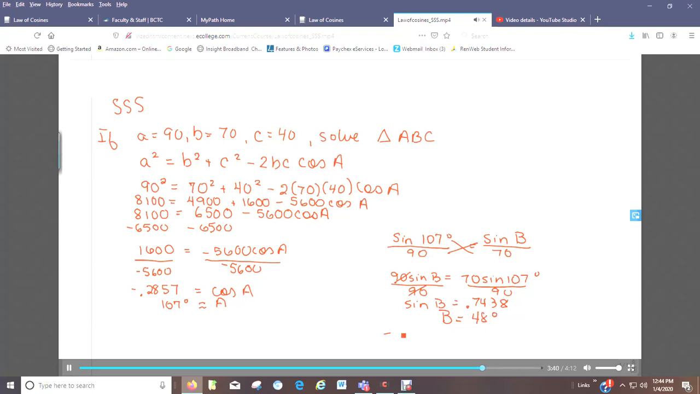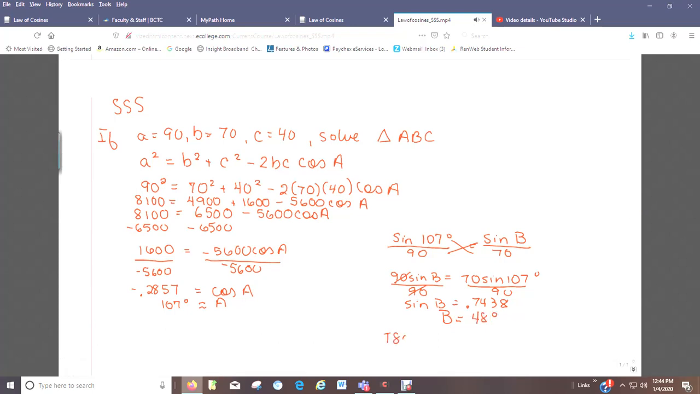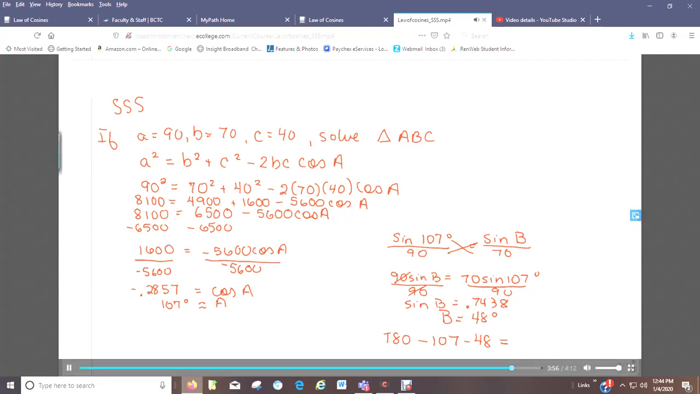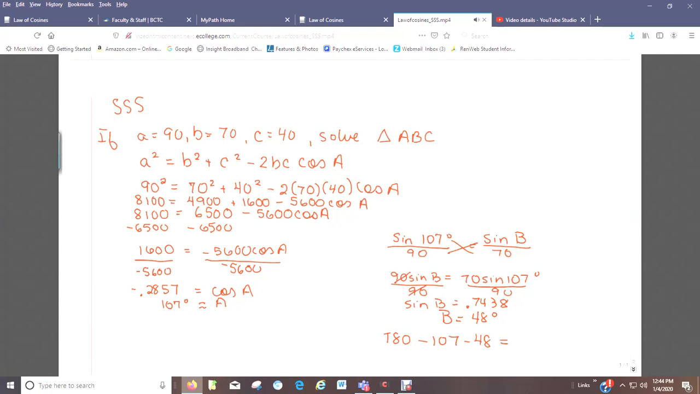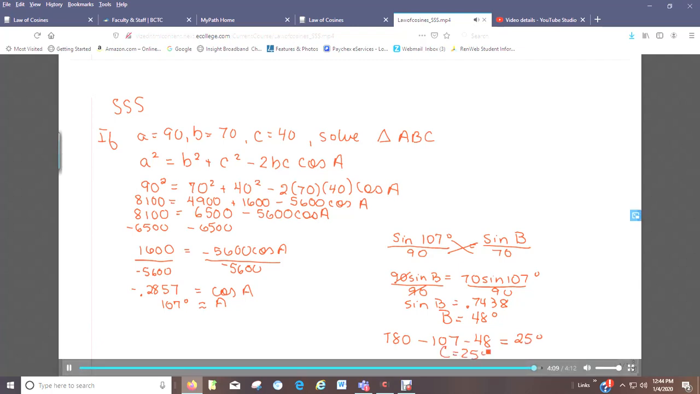Okay, now to get C, I simply need to subtract the two angles that I have from 180. 180 minus 107 minus 48 ends up giving me a 25-degree angle. C is 25 degrees, and I have solved my triangle.